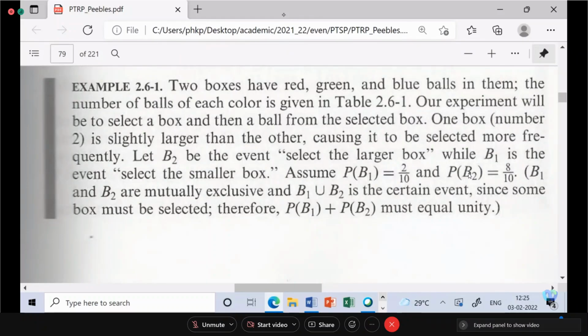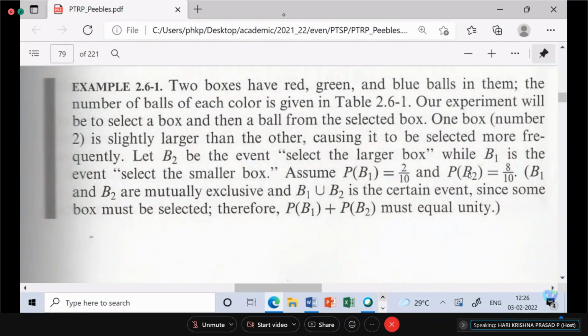Now the experiment involves selecting a particular color ball. So what are the steps involved? First step is I need to select the box. From that box, I need to select a particular ball randomly. Select a ball randomly.